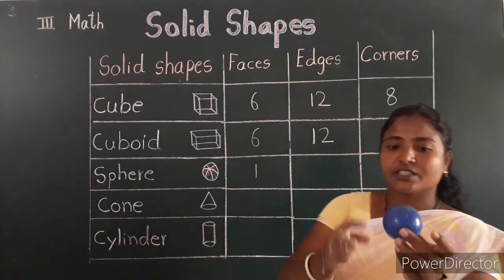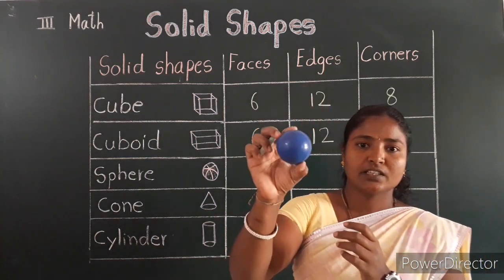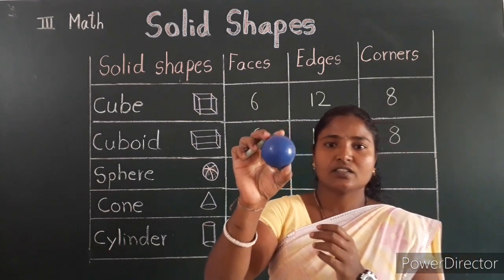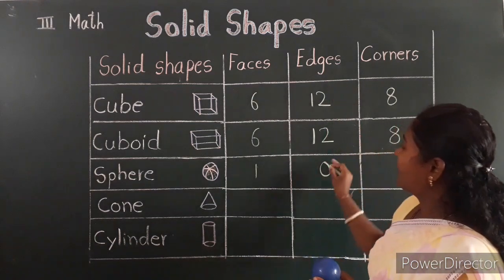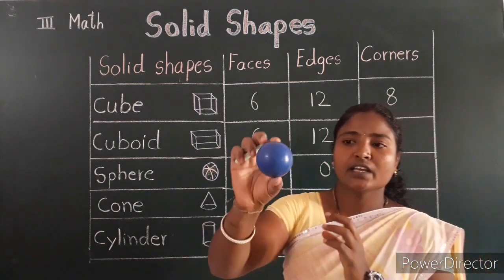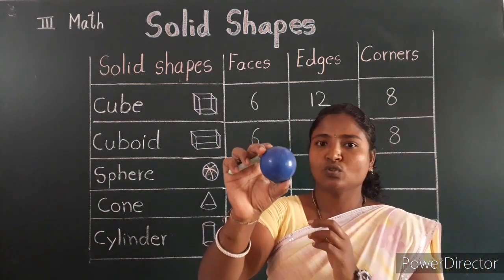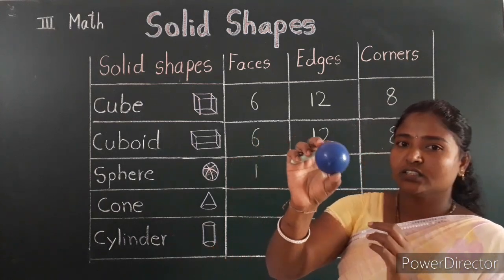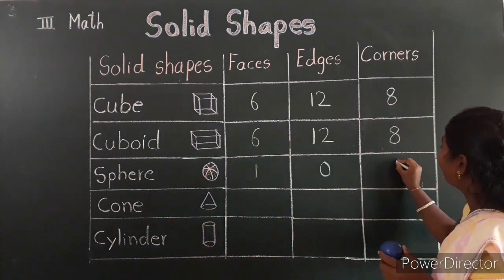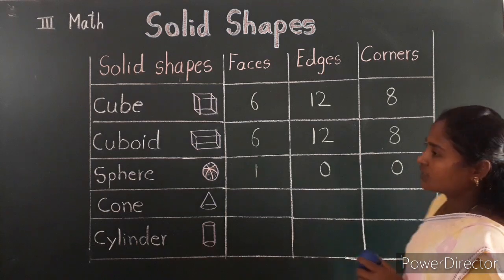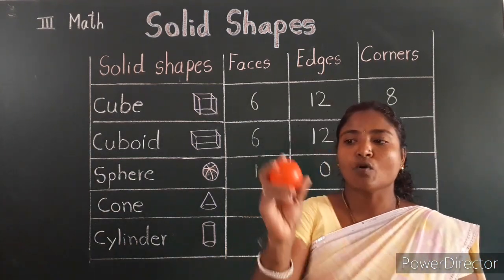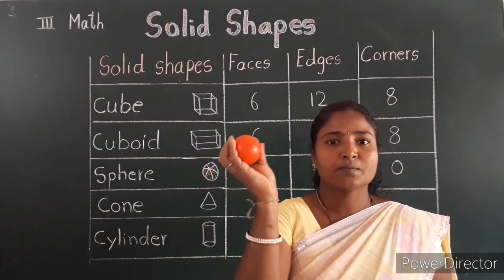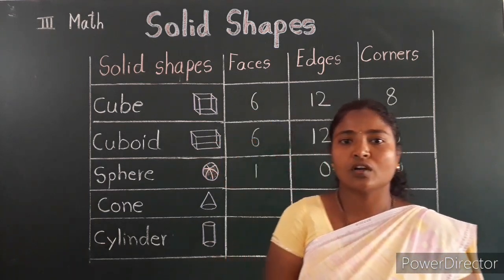Next, edges. Here any edges, children? See, here any edges? No. Zero edges. And here any corner? No. Any corner, children? No. Zero corners. An example for this sphere is a ball.